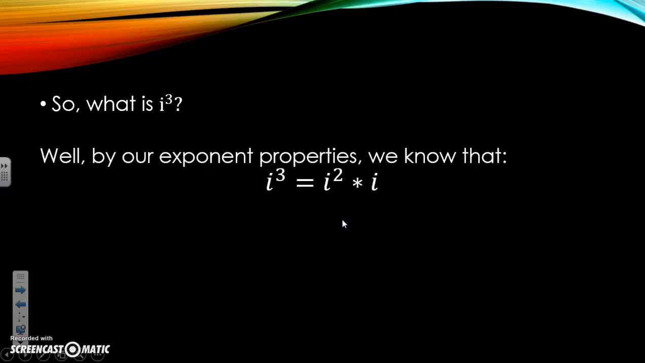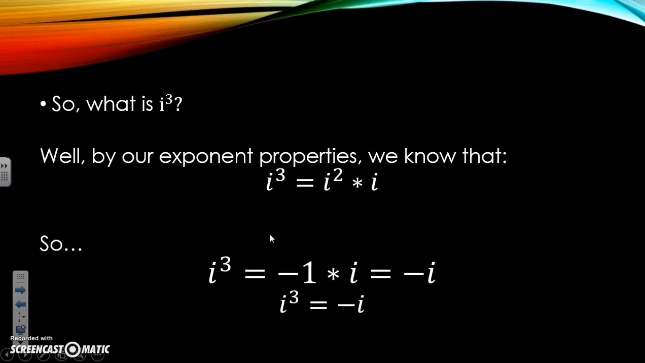So what about i to the third power? We learned from our exponent rules that i to the third power can be equal to i squared times i, because we add our exponents, 2 plus 1. We learned that i squared is actually -1 and we know that i is just i. So -1 times i is actually -i. So i to the third is -i.